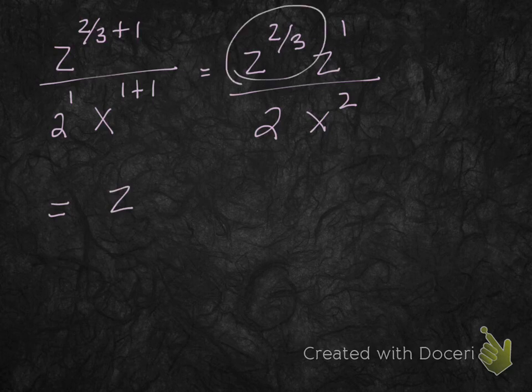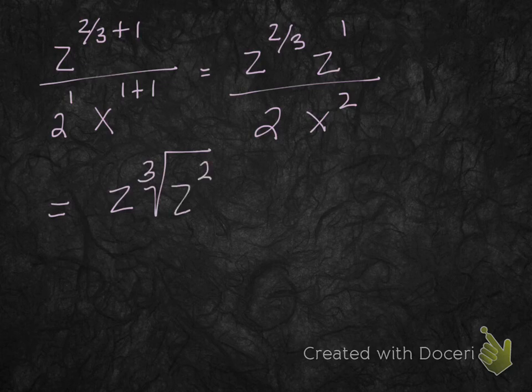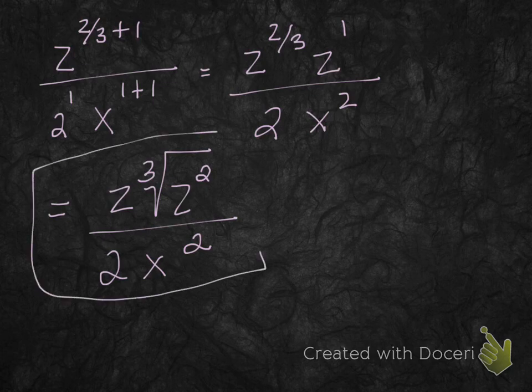Rewriting this, I have z. I'll turn this back into my square root or cubed root notation. Cubed root of z squared over 2x squared. So it's two different methods from what the book did to be able to deal with these.